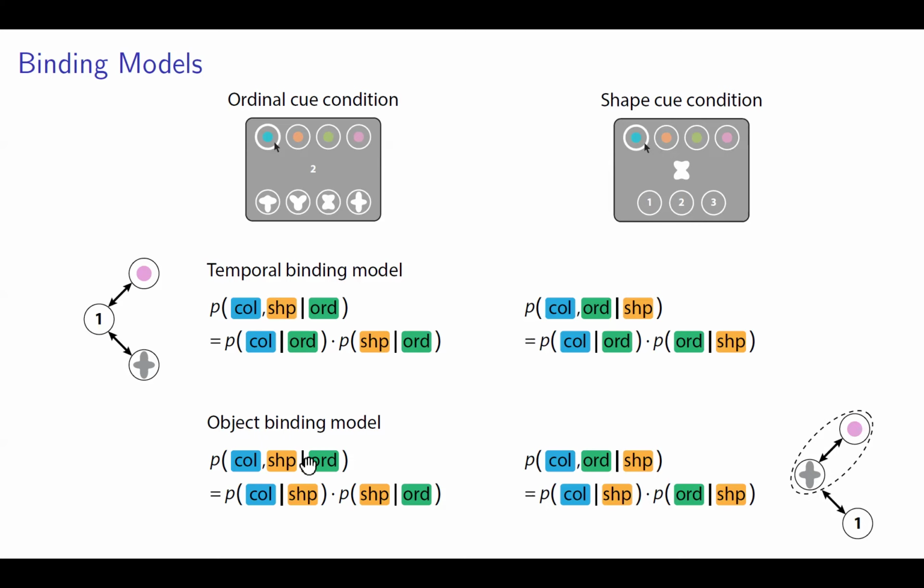In the other case, we just made it symmetrical to the temporal binding model, and we assume that if an ordinal position queue is given, you would use that to retrieve the object that is also directly bound to the shape, make the shape response, and then make the color response based on that retrieved shape response.